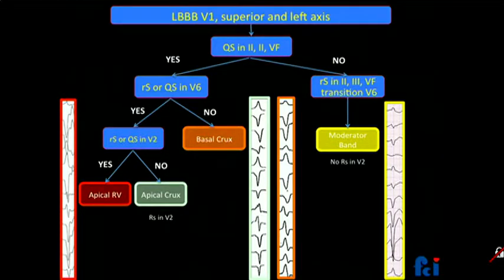This is a workflow, and this is my proposal, to be able to differentiate this extrasystole with left bundle branch block in V1. Basically, look if there is QS in D2, D3, and AVF or not. If it's not present, start with RS. This could be moderator band.